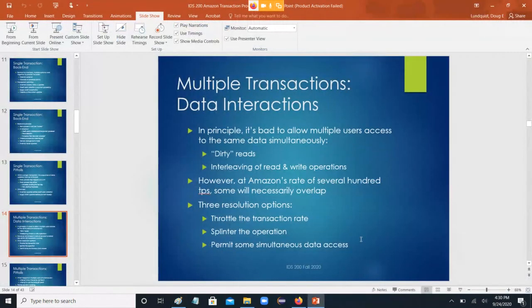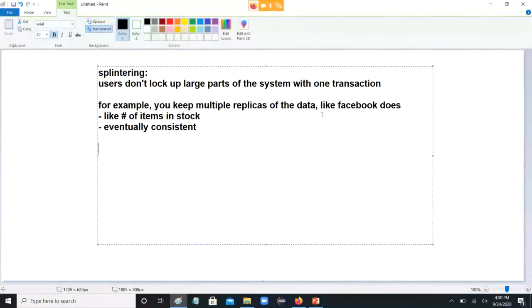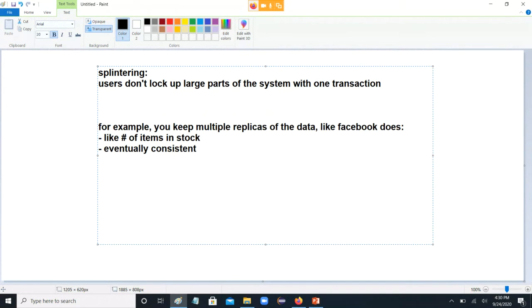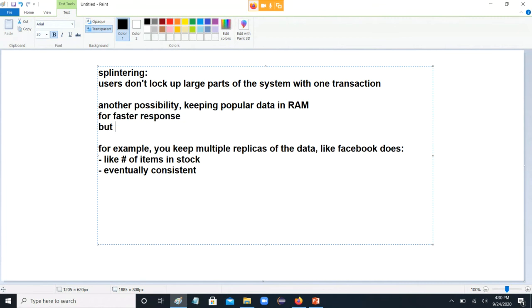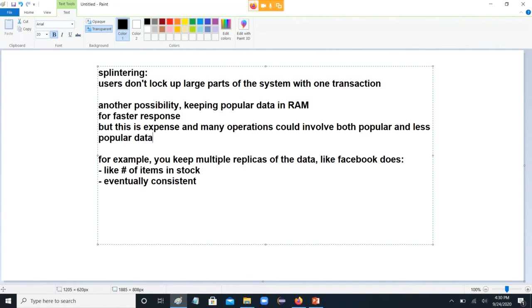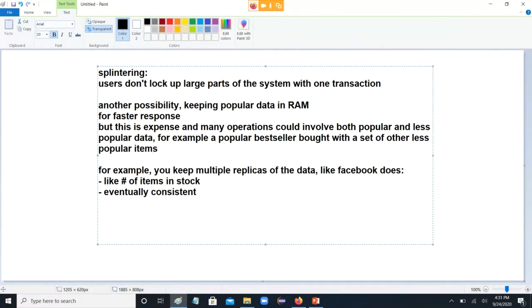Or in some cases, you permit some simultaneous data access. Well, that's what we're doing here, basically, when you're keeping multiple replicas of the data. Let me add that here for splintering. Another possibility is keeping popular data in RAM for much faster response. But again, this is expensive, and many operations could involve both popular and less popular data. For example, a popular bestseller bought with a set of other less popular items. You could keep the most popular data in RAM, but that's not necessarily going to solve your problem because, in retail settings, it's always going to be mixed up with other data.